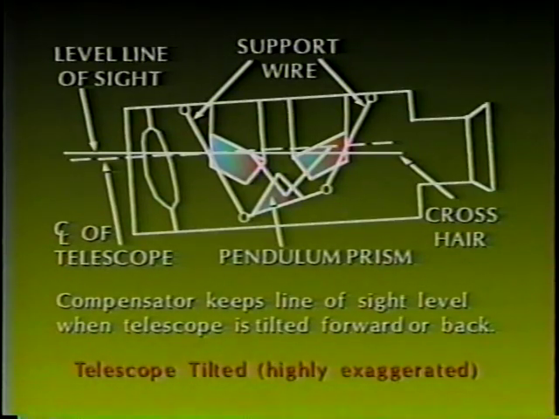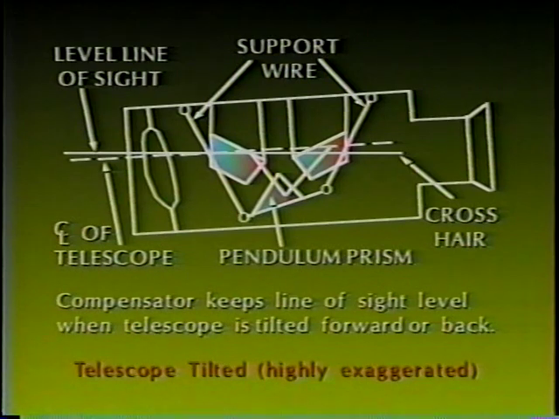These are automatic levels with glass prisms hung on wires to eliminate errors caused by misleveling the instrument. The illustration on the screen shows the internal construction of these levels. If you notice in your illustration, the shaded areas represent the glass prisms that are built into the level. These glass prisms are all hung on wires. So if the level is out of adjustment or out of level just a little bit, when you sight through the level, these prisms correct for that adjustment and level the sighting up.